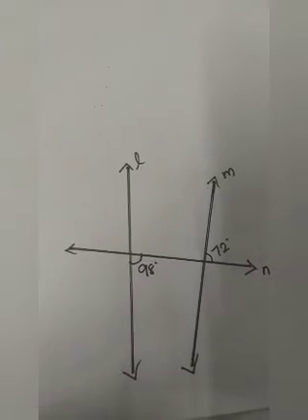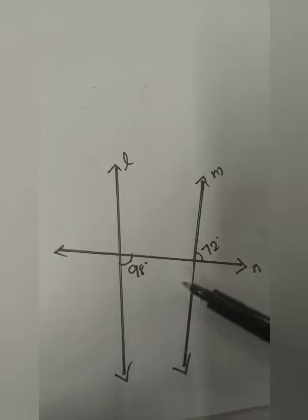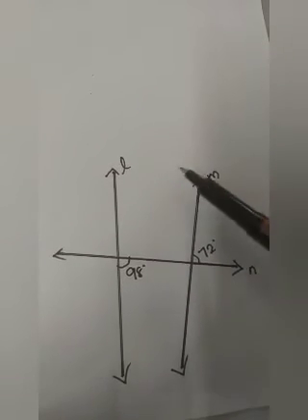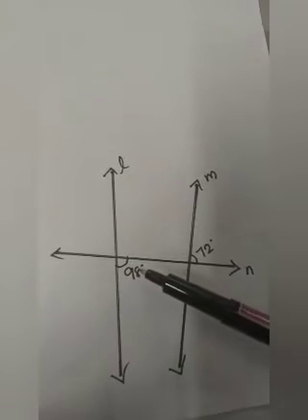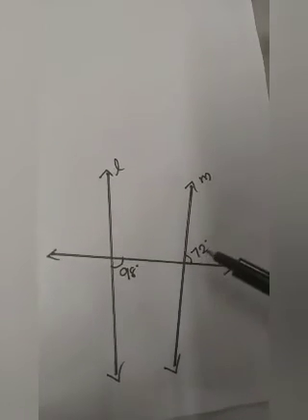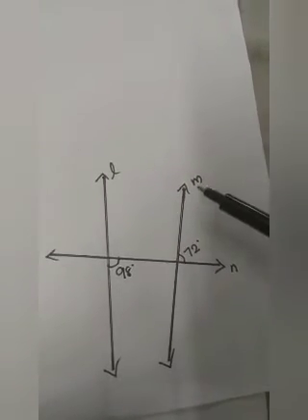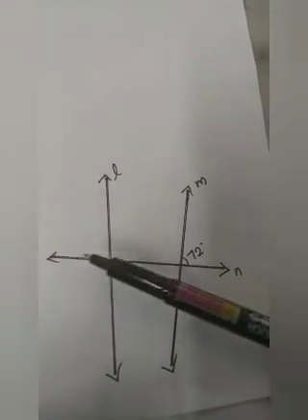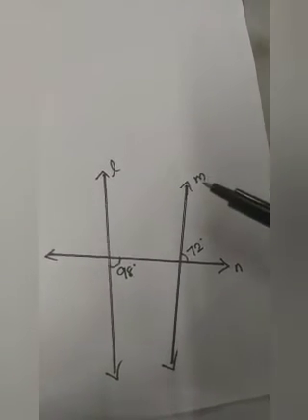Next one more question. Here two lines L and M are given and two angles are also given. We have to prove L is parallel to M. So first identify what angles are given. Here 198 is given. Here 178 is given. So these are the two lines, L and this is the other one, M, and this is the transversal N. We have to prove L is parallel to M.